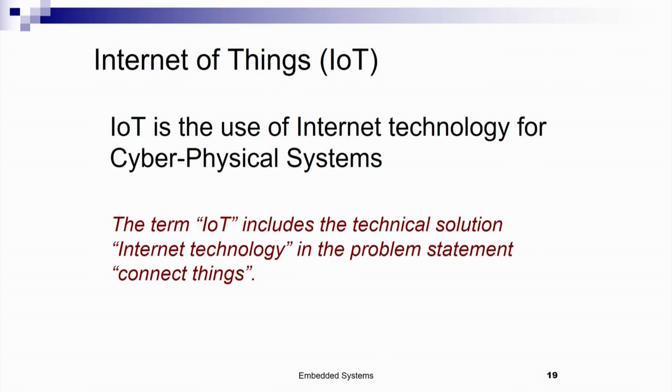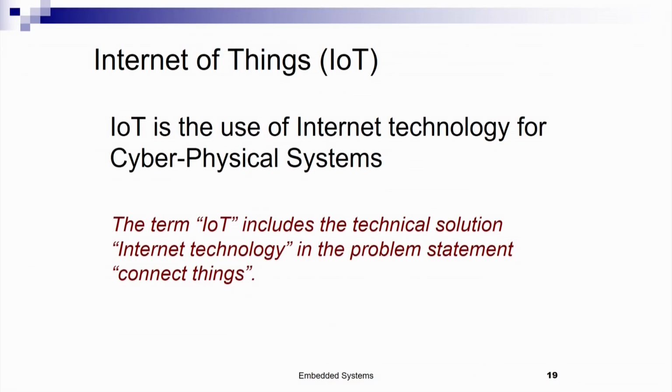So, IoT is the use of internet technology for cyber physical systems, and again if we come back to this, the term IoT therefore includes a technical solution. The technical solution is that the light will be able to automatically dim or brighten depending on the input provided by the wearable device that tells me the current mood of the person. So, the term IoT includes the technical solution, internet technology, in the problem statement, connected things.